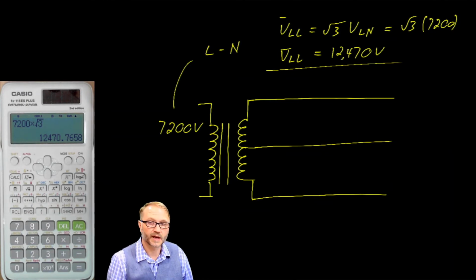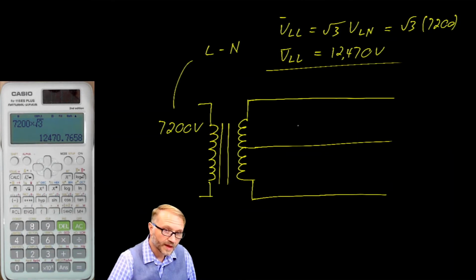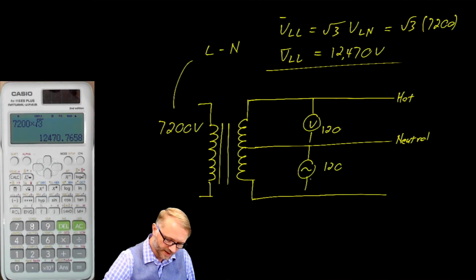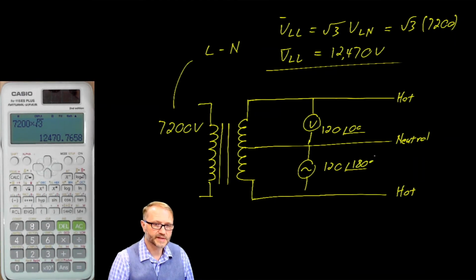12,470 volts on the lines outside your house. Inside your home, you would find 120 volts as measured from hot to neutral, and 120 volts as measured from neutral to the other hot. If you wanted to put that into phasor notation, this is 120 volts at phase angle 0, and this voltage measures 120 volts at a phase angle of 180 degrees.